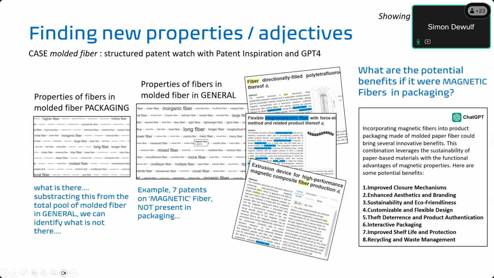And then again, you go to your new best friend here, ChatGPT, and you ask, okay, why would I make magnetic fibers or use magnetic fibers in packaging? So, oh, well, there's a few things you can do. And then it gives you some, so again, you're exchanging what you find in patents, what you don't find in patents, therefore opportunity, and then how it could relate to your packaging.